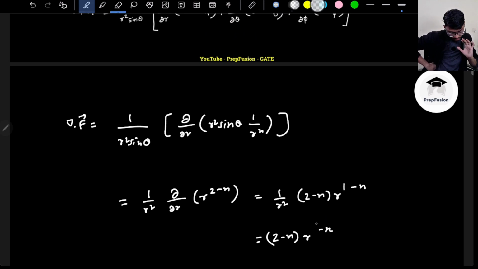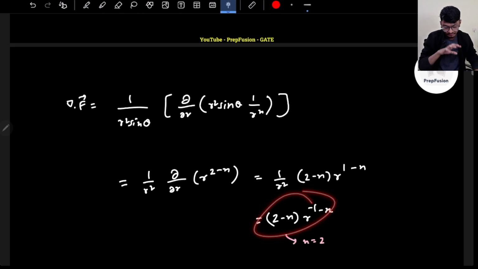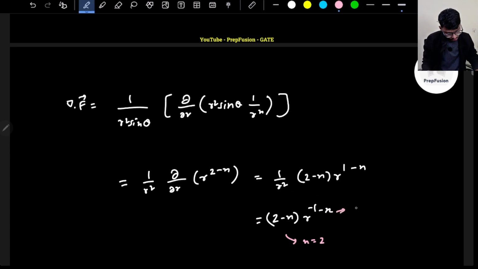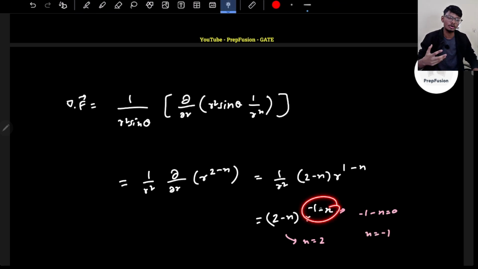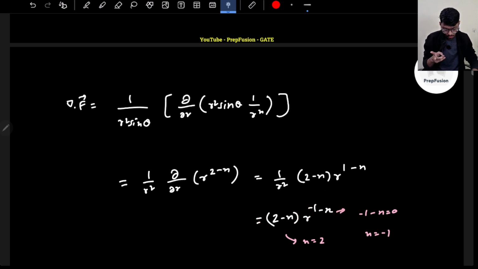So now you have to make this expression independent of r. The first obvious thing is, if n is equal to 2, this becomes 0, so of course this is independent of r. Is there any other way? Yes, there is. If I make the power of r equal to 0, then also this will be independent of r. So minus 1 minus n, if it is equal to 0, then n will be equal to minus 1. And if this power is 0, the overall thing will become 1, and this will be a function of n only, not a function of r. So this is how I can also make this independent of r. There are two correct answers for this, minus 1 and 2, C and D.